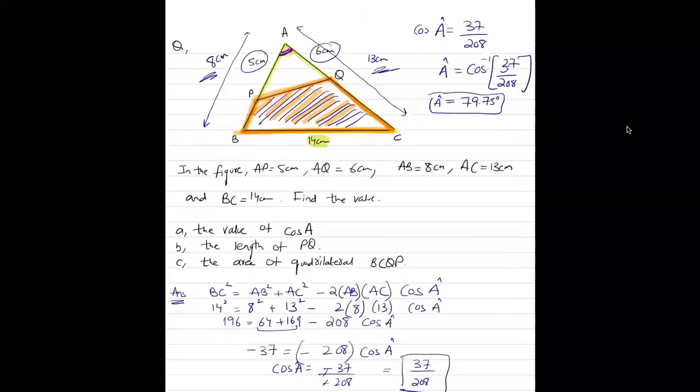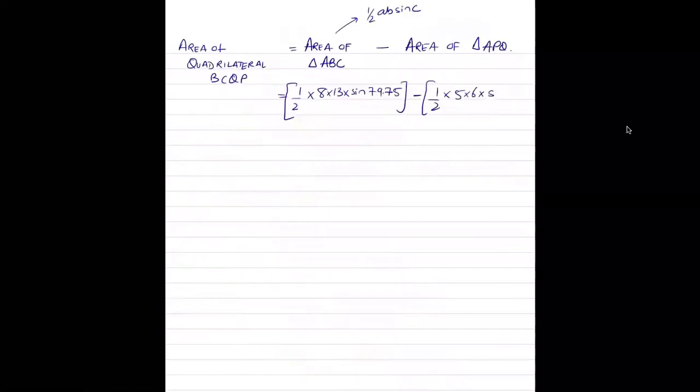Minus the area of triangle APQ. So the lengths of AP and AQ are 5 and 6. Would you agree that the angle would remain the same? Yes. So you can do this working and simplify the answer. In three significant figures, I'm getting 36.4 centimeters. Yes, sir, I'm getting the same answer. Okay, good. So this is our area of the quadrilateral.